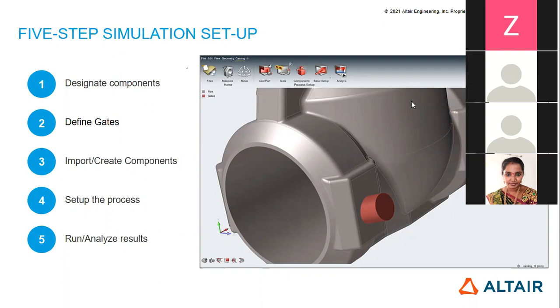Others are the geometry region, or you can see other members, just like the overflow, riser, chiller, or cooling channels. And after that, define the gate. What would be your metal entrance region? And after that, create or import component.